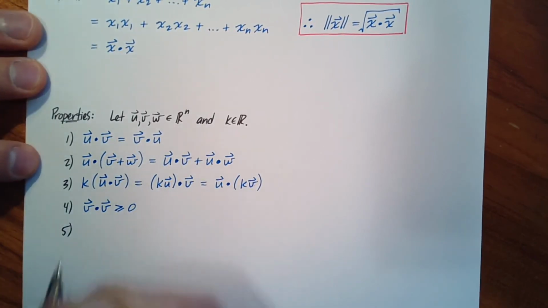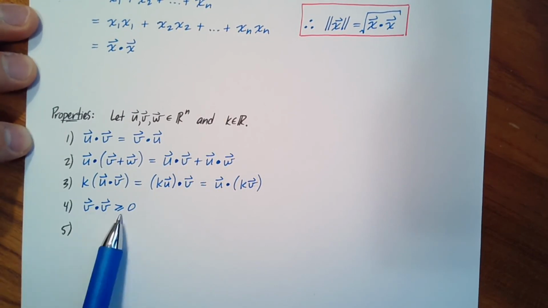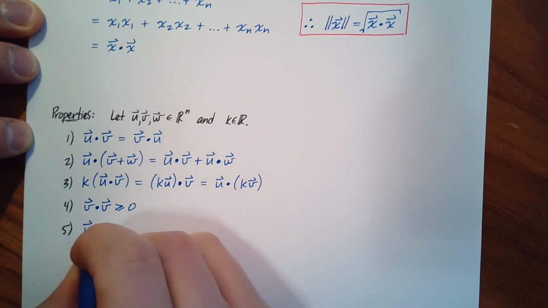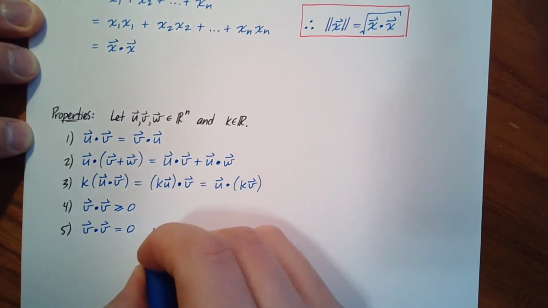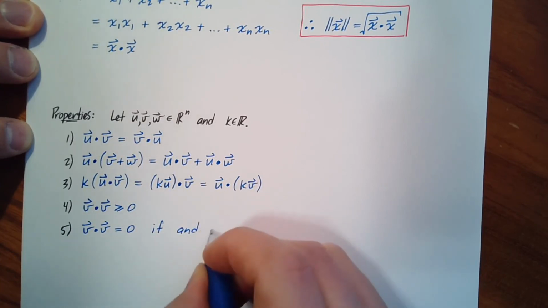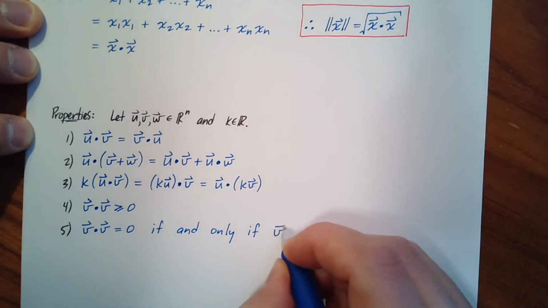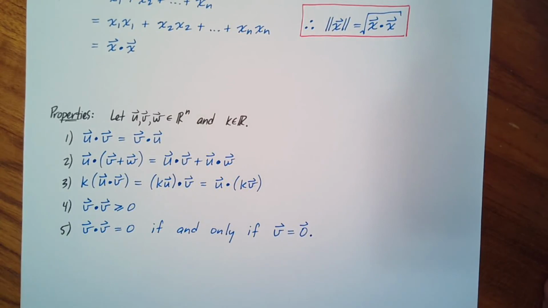And the fifth property is related to property 4. This is greater than or equal to 0. It's possible that it could be equal to 0, but the only way that's going to happen is if v itself is equal to the 0 vector. So we can say v dotted with v is equal to 0 if and only if v itself is the 0 vector. So those are the properties that we'll finish this section off with.